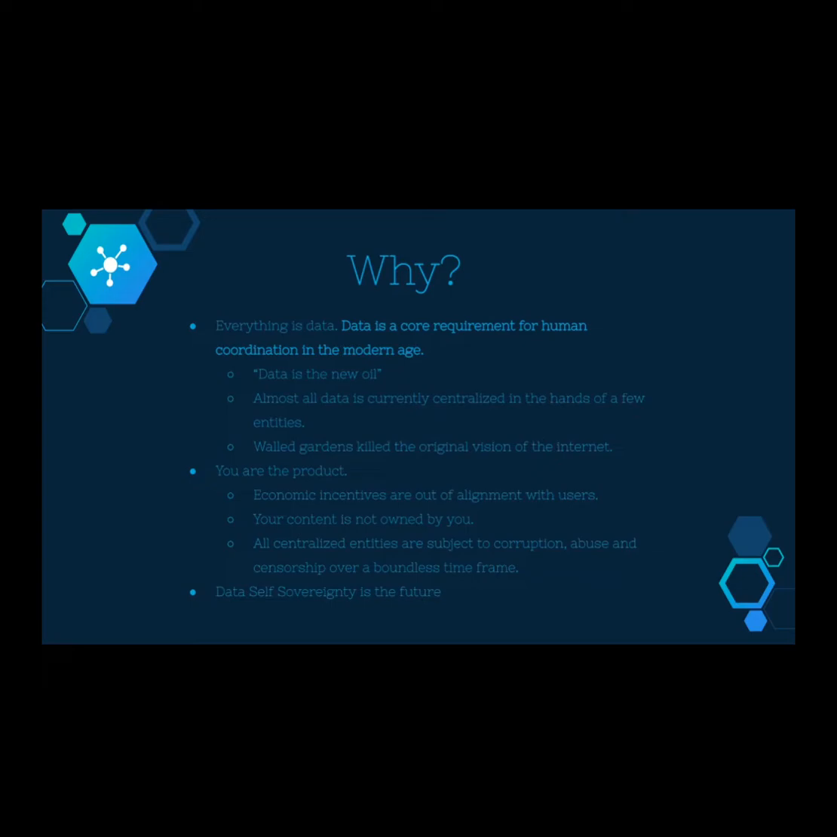So, if we agree that everything is information and the internet is the medium of human coordination, then this quote by George Orwell makes a lot of sense. He who controls the past controls the future. He who controls the present controls the past. If data is centralized, it can be censored, it can be controlled.